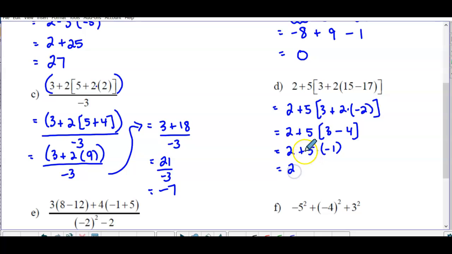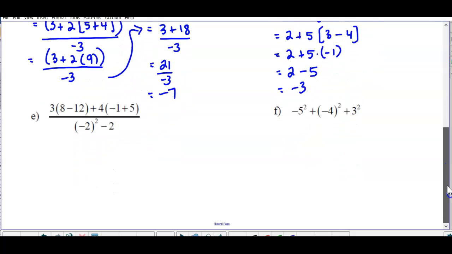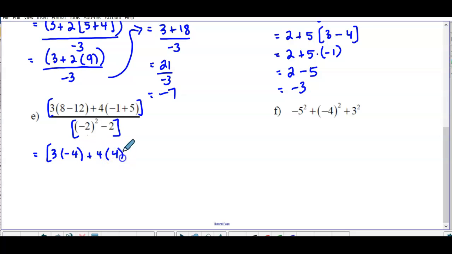So positive 5 times negative 1 is negative 5. So that's going to be subtract 5 with one operation shown. Okay. And again, brackets around numerator, brackets around denominator. So within that, we have smaller brackets. Do those first. So 8 minus 12 is negative 4. Negative 1 plus 5 is positive 4.